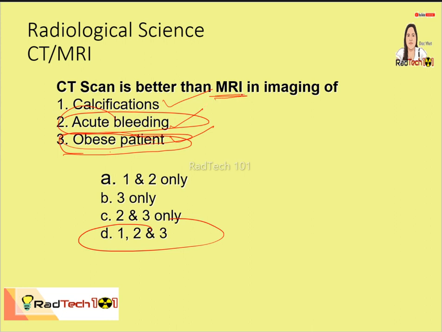Kasi kung MRI yung gagamitin natin, although maganda yung detail, maganda yung resolution ng ating image sa MRI with acute bleeding, pero bago ka makatapos ng examination, baka namatay na yung pasyente mo. Diba? Kasi nga matagal matapos ang MRI scanning. And of course, for calcifications, yung mga bone structures, much better ang CT scan.